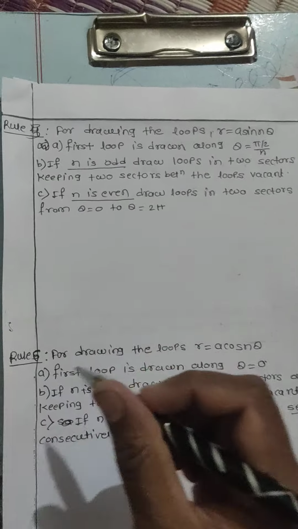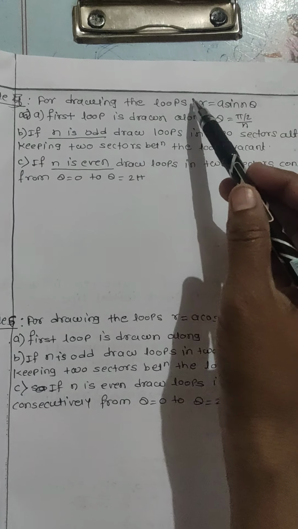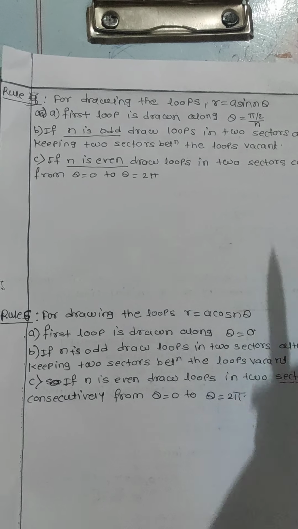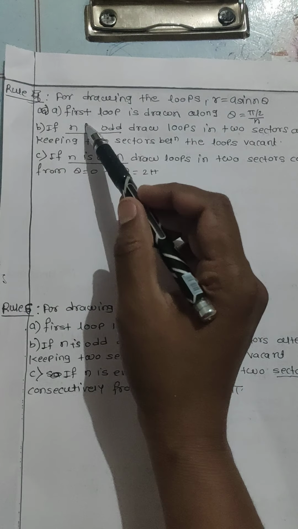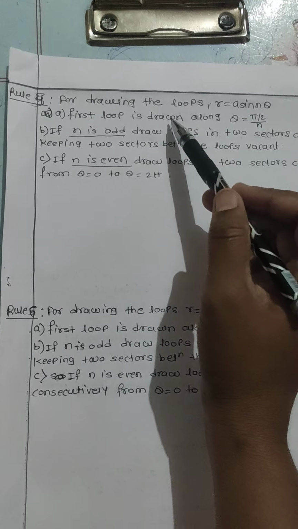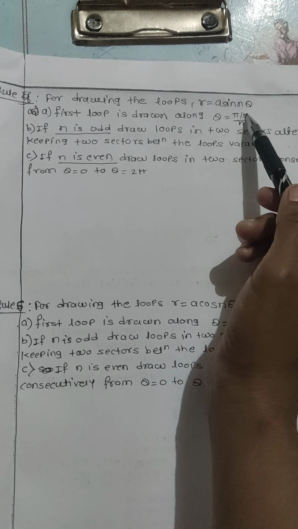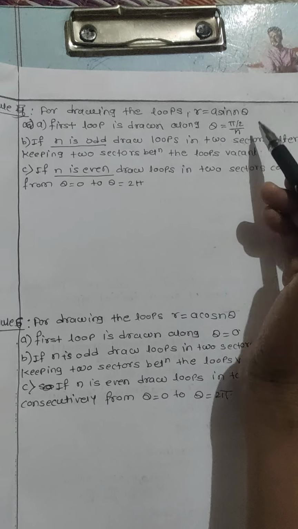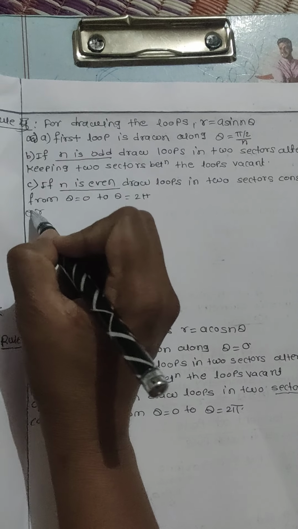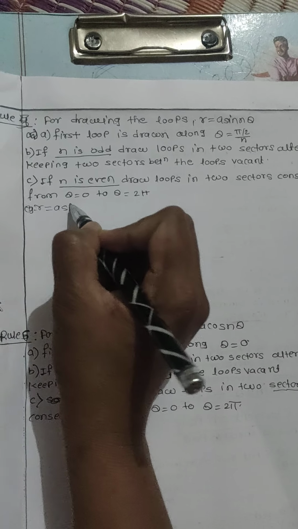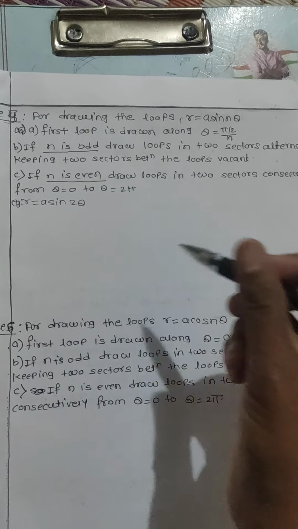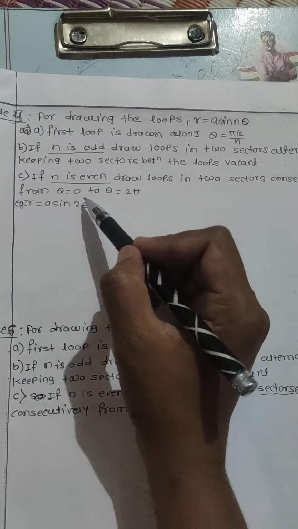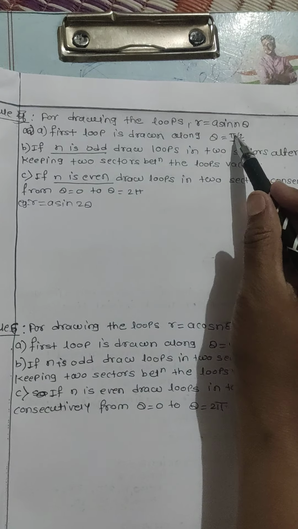What is rule 5? Rule 5 is for drawing the loops. If the curve is r equal to a sin n theta, the first loop is always drawn along theta equal to pi by 2 by n. Suppose r equal to a sin 2 theta is given. So our first loop is drawn along theta equal to pi by 2 by 2, that means pi by 4.